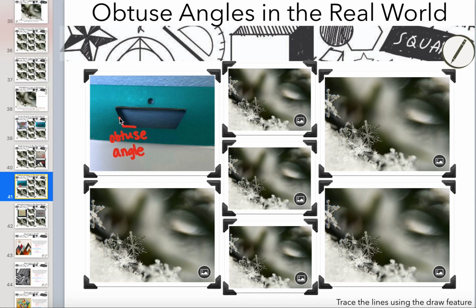Obtuse angles, again, are larger than 90 degrees, so they're going to be larger than the corner of a piece of paper. So like this is a trapezoid shape because it has a set of parallel lines. These are not parallel, they would intersect if you extend those two lines out down here. And a trapezoid has two obtuse angles and two acute angles. So that would be an obtuse.